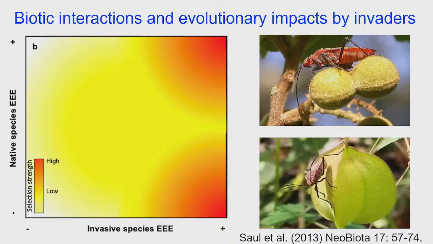But this can have a very significant impact on evolutionary responses over ecological timescales. So I'm talking about hundreds or 200 generations. I'll give you one example. If the invasive species has very high eco-evolutionary experience with the native species that lacks eco-evolutionary experience, you may expect selection to be quite strong.